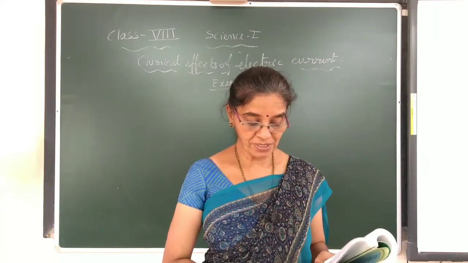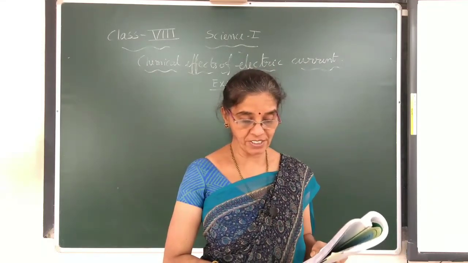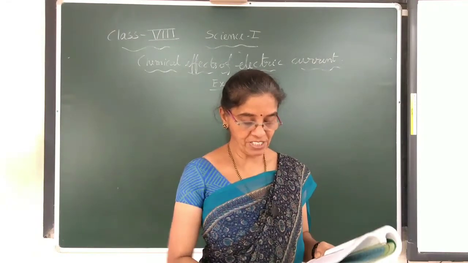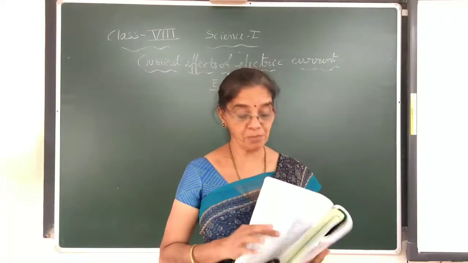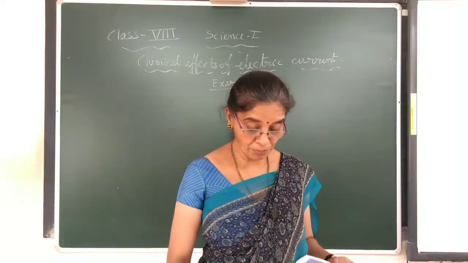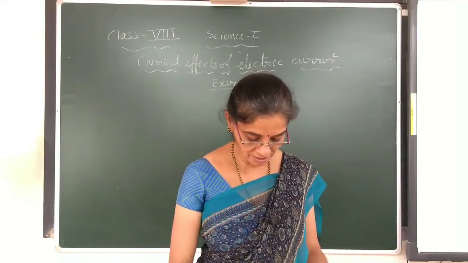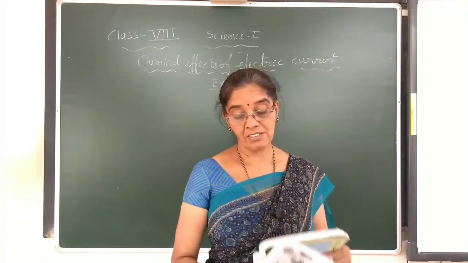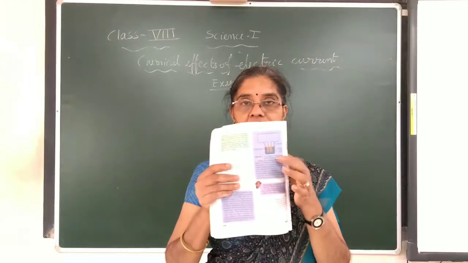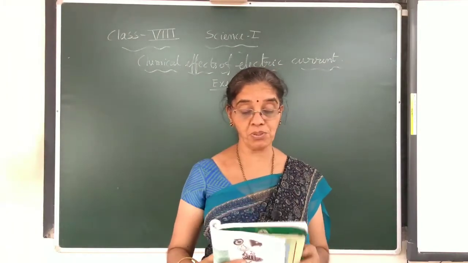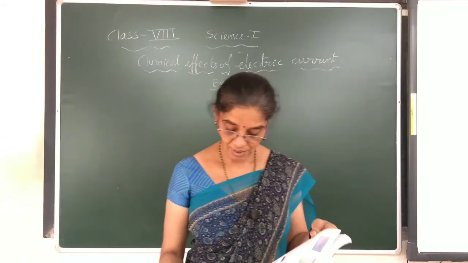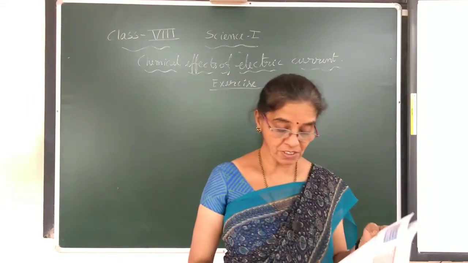The process that you saw in activity 14.7 is used for purification of copper. In that electroplating process, which activity is activity 14.7? This activity, the electroplating experiment we did, you see in your textbook. What is the question? It's used for purification of copper.